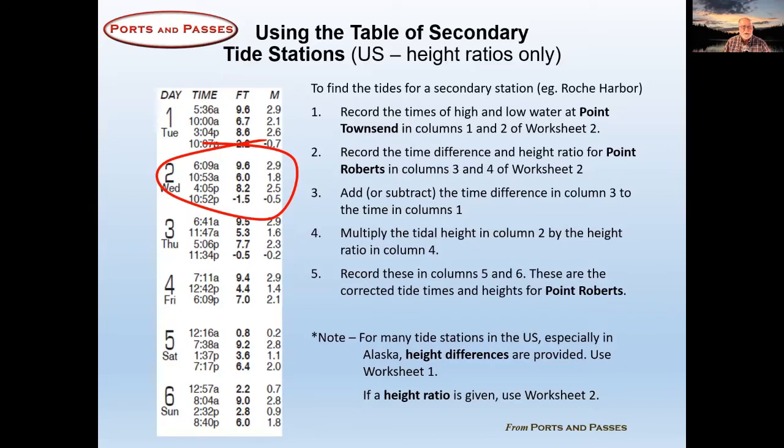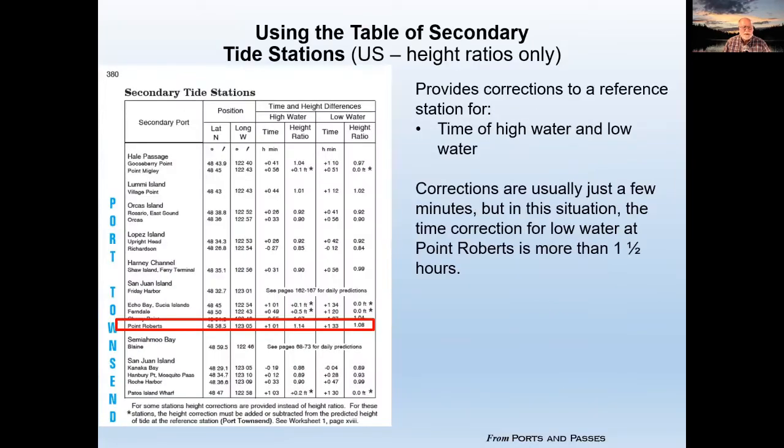Let's grab the information for the 2nd of February, Port Townsend, from the tide tables, and let's grab the information for the secondary corrections for Point Roberts. Now, you will notice that the time difference between Point Roberts and Port Townsend is actually over an hour on both high water and low water. In fact, low water, it's over an hour and a half. So these time differences can be fairly significant. It is worth doing these calculations.